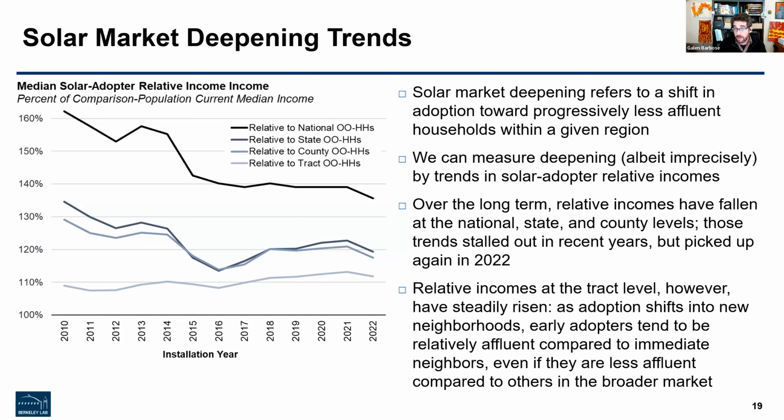When you compare to other households within the same state or county, you can also see that there was a pretty clear decline in the first half of the historical period. That has tapered off and even reversed somewhat in the last 5 or 6 years. You can see that in 2022, there was a notable downturn, perhaps suggesting some resumption in that deepening trend. But this is a complicated dynamic to try to isolate and explain. And I think our relative income metric does that in part, but not perfectly.